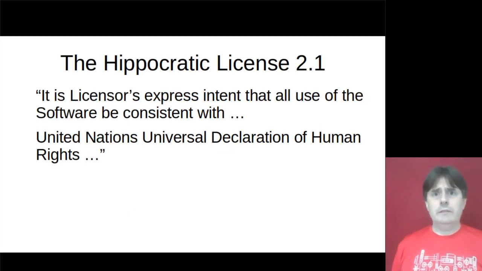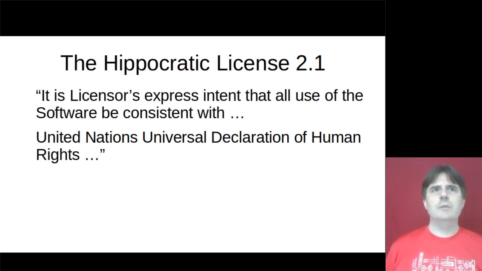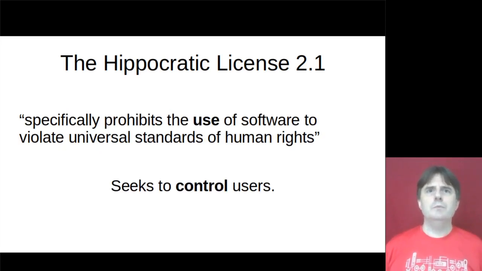The Hippocratic license is perhaps the most visible example recently of the efforts to bring use discrimination into free and open source licensing. Quote, "it is the license's express intent that all use of the software be consistent with the United Nations Universal Declaration of Human Rights," unquote, and the stated purpose includes, quote, "specifically prohibits the use of the software to violate universal standards of human rights," unquote. So not only is this clearly use discriminatory, it seeks to control users.